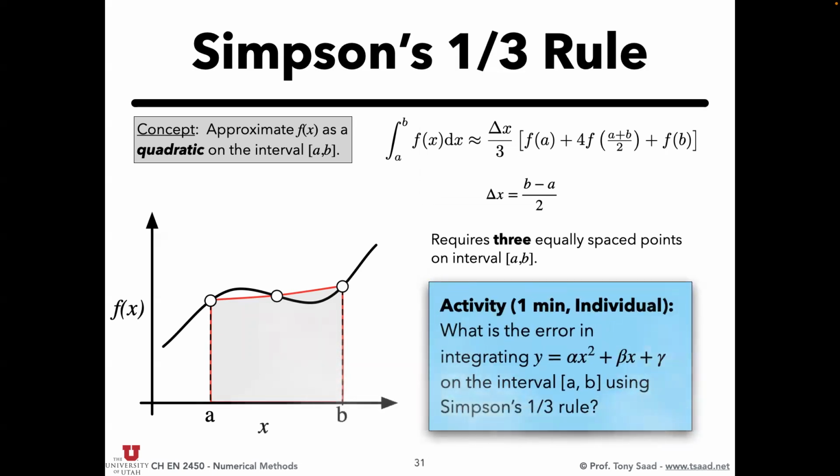So now what is the error in integrating y equal alpha x squared plus beta x plus gamma on the interval a, b using Simpson's 1/3 rule? 0. Why? Yes, because Simpson's 1/3 rule is exact for a quadratic.